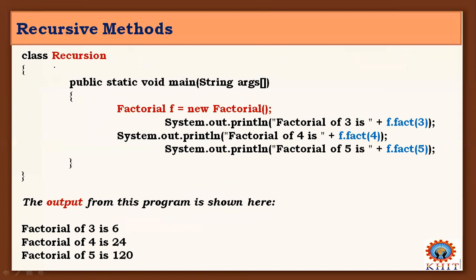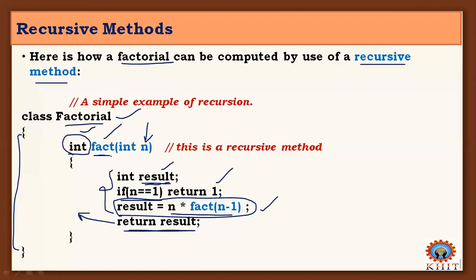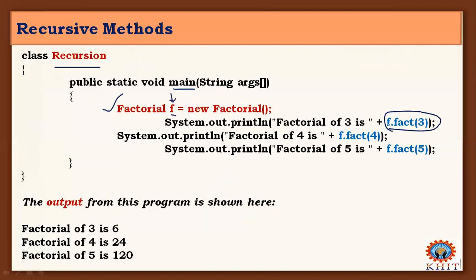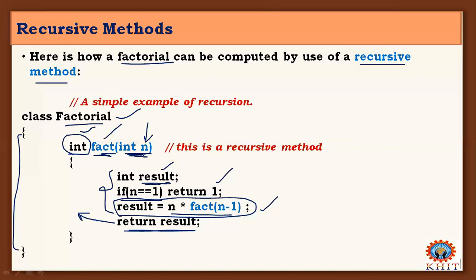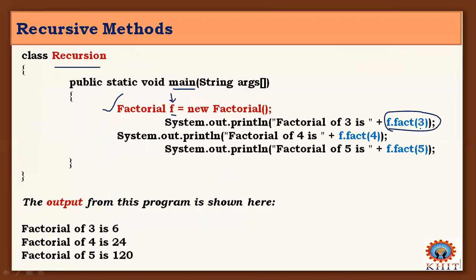And coming to the main class Recursion, inside the main function, I have defined one object of this Factorial class, and this statement prints f dot fact of 3. So f is an object of the Factorial class, and this object is allowed to call this fact method. Here f dot fact of 3, so we passed one integer value as this function expects.